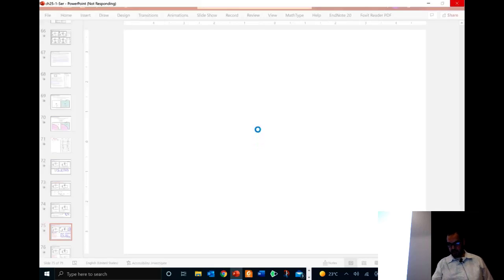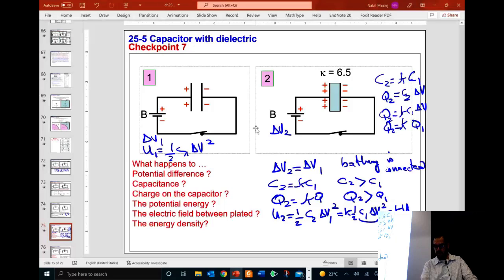What do you think will happen to the electric field? Decreases? Okay, who says decreases? Raise your hand. Increases? Stays the same? Stays the same.